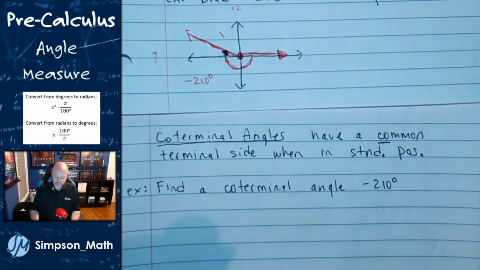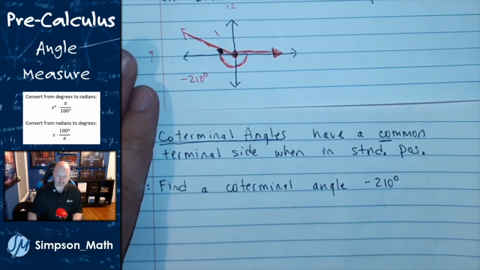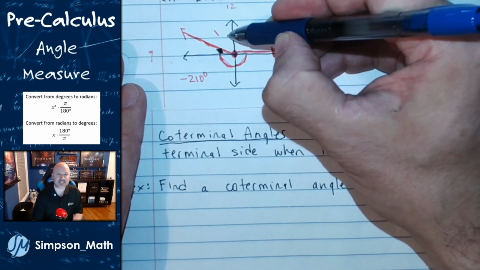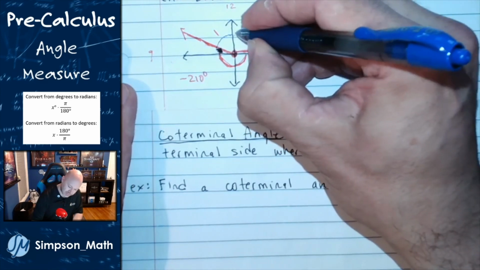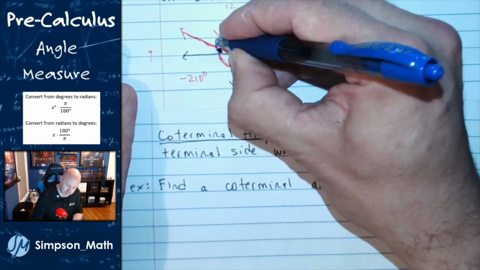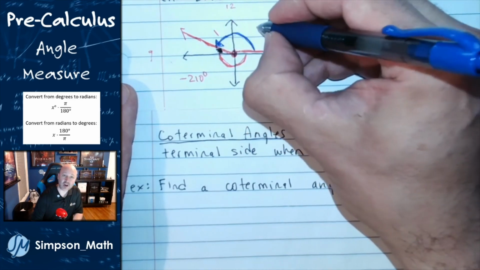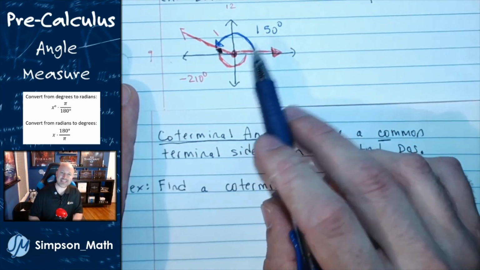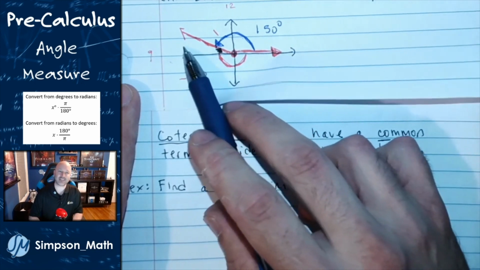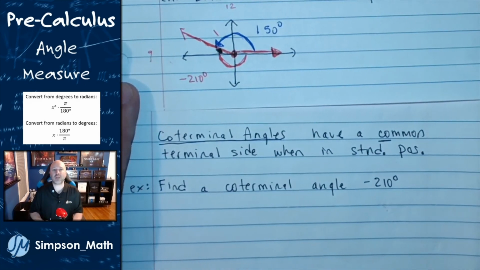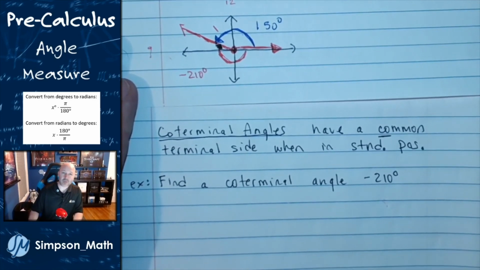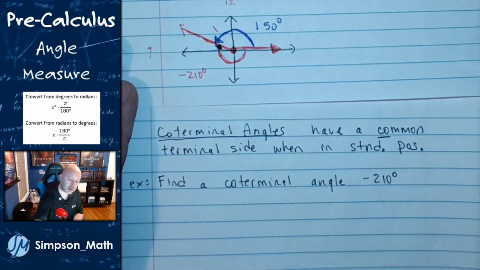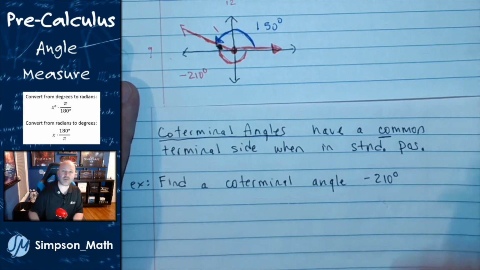Let me think of one. How about if I went this other direction? If I started here and went 90 plus 60, that would get me to that same terminal side. 90 plus 60, that's 150 degrees. If I were to draw 150 degrees in standard position, it would look exactly like this. So therefore, they are coterminal angles. All right. Can you think of another one? A coterminal angle to negative 210 degrees and 150 degrees.